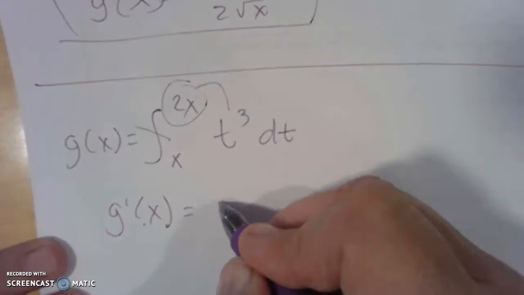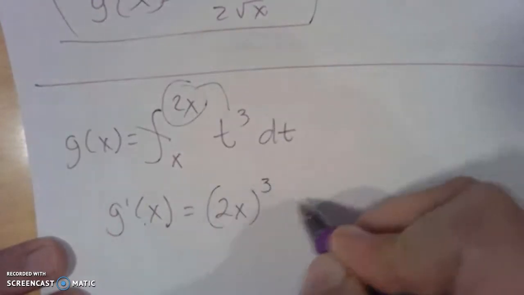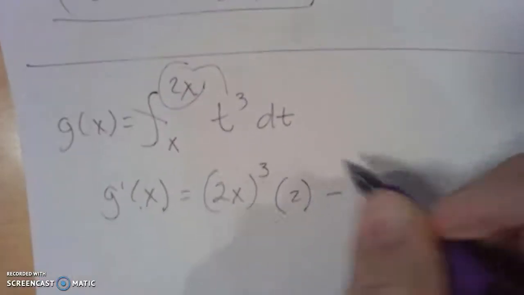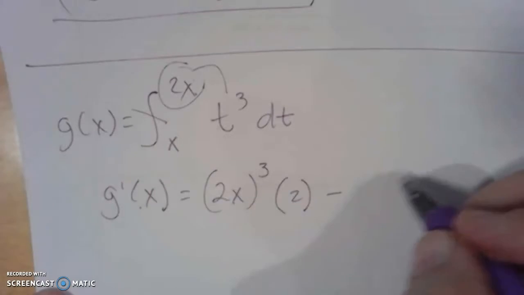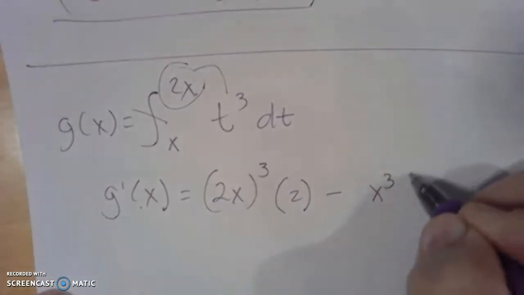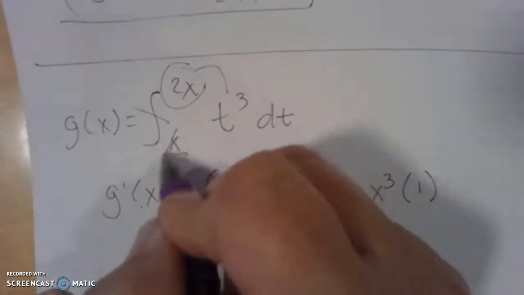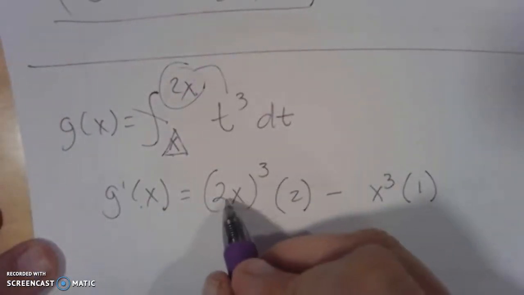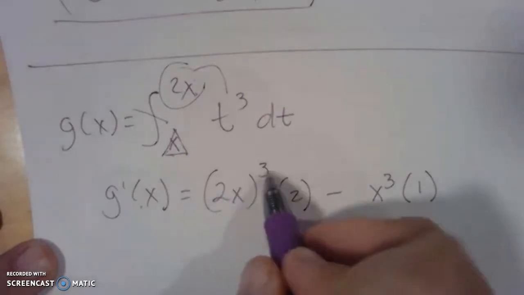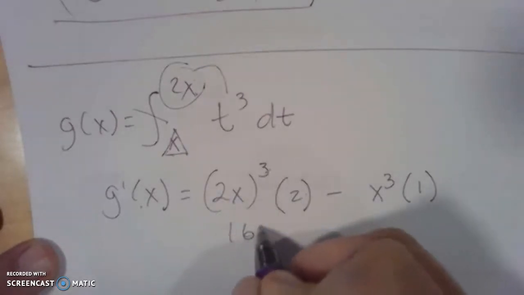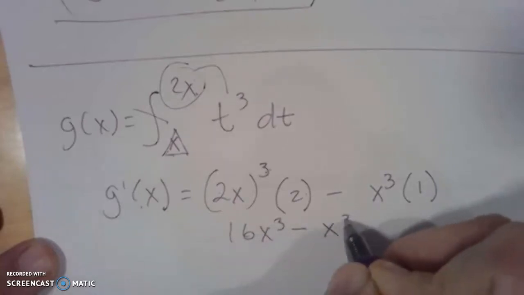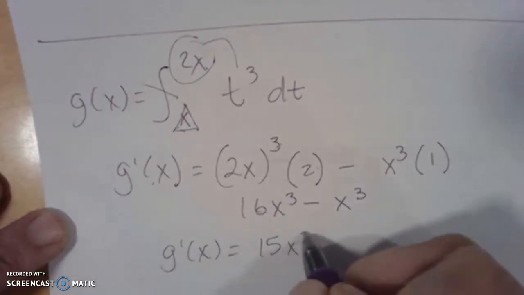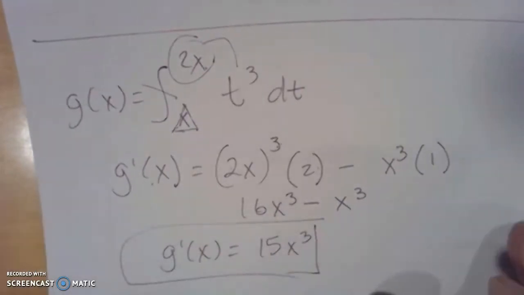So I'm going to get 2x to the third times the derivative of what that term is, minus, now this is not a constant on the bottom, so I have to plug it in. So I'm going to get x to the third times the derivative of what's in this box down here. Let's simplify this. 2 to the third is 8. 8 times 2 is 16x to the third minus x to the third. So I get g prime of x equals 15x to the third. That is my final answer.